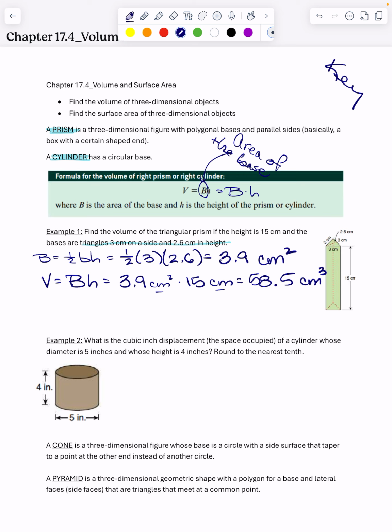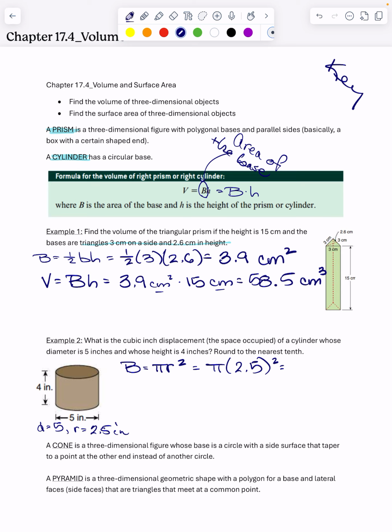Example 2 has a cylinder. So we want the cubic inch displacement. So we're looking for the volume of this cylinder. We're going to start with the area of the base. Here, because I'm talking about a circle, it's going to be pi r squared. I have the diameter as 5. So our radius is half of that, 2.5 inches. So the area of my base is pi times 2.5 squared inches. I'll give you a minute to write that down.